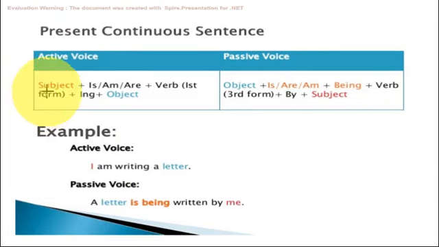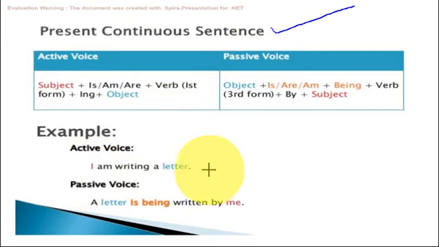Now the structure, look at this structure: subject plus am, is, are, plus verb, first form. You have to take the first form of verb and add ing plus object. The sentence is quite clear. Now the first step is identify the type of sentence, as I have already made it clear that present continuous tense, but you may not have such kind of title there in the examination. You will have to yourself identify the type of sentence according to the structure and formula used in the sentence. Now see, I am writing a letter. This is quite clear that this sentence belongs to present continuous tense.